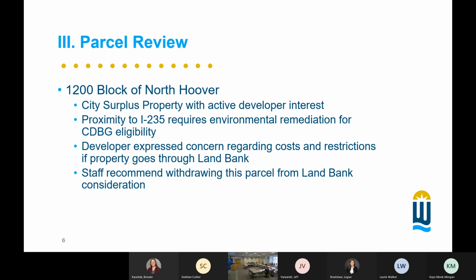And I'm looking at Jerry. Okay. Great. In that conversation, the developer expressed concern regarding the cost and the restrictions if the property were to go through the land bank. The reason is that the land bank is predominantly funded by community development block grant funds. And so funds used that way must tie to an eligible outcome. And so it would require the remediation, whereas private development not through the land bank would not require those extras. And so at this time, staff do recommend withdrawing that parcel from land bank consideration.